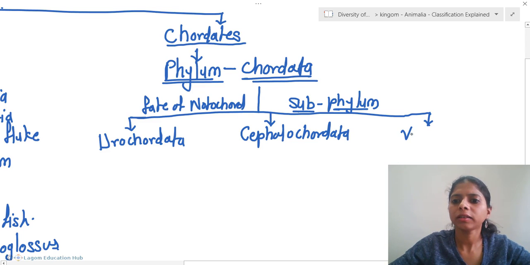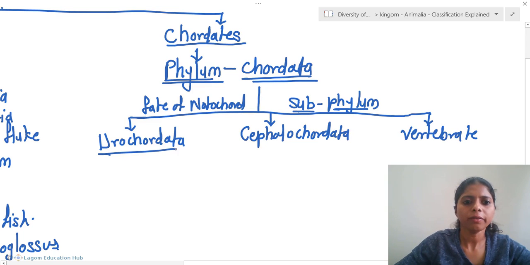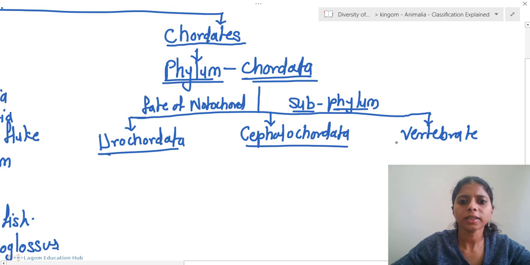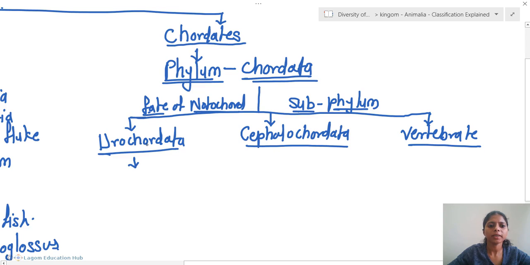And third one is called Vertebrata. Now when I consider Urochordata, the classification is based on the fate of the notochord. What exactly happened to the notochord in the life of the animal? So Urochordata basically include animals which have notochord only for some stages of their life. Notochord is present only at some stages of life.